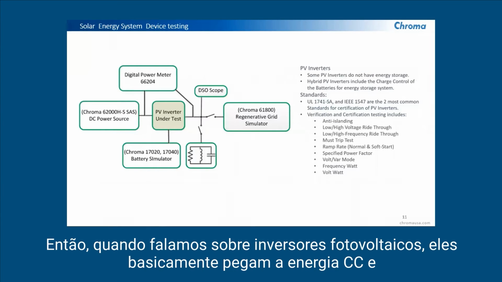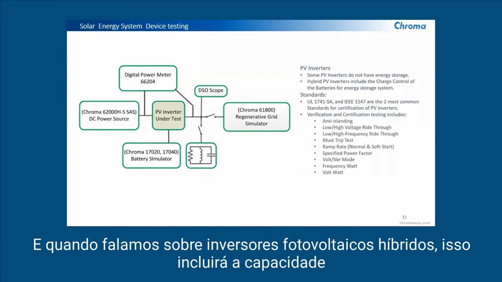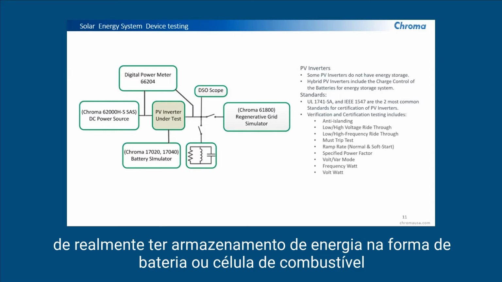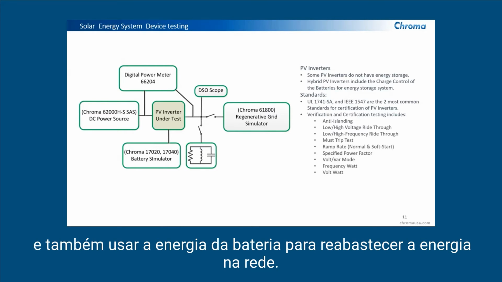When we talk about PV inverters, basically they take the DC power and convert it to AC power, and they put that power back onto the grid. When we talk about hybrid PV inverters, that includes the ability to have energy storage in the form of a battery or fuel cell, to do the charging control of the batteries, and also to use the battery power to put power back onto the grid.